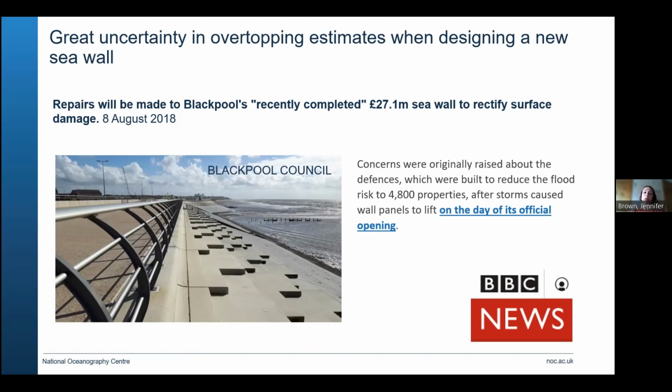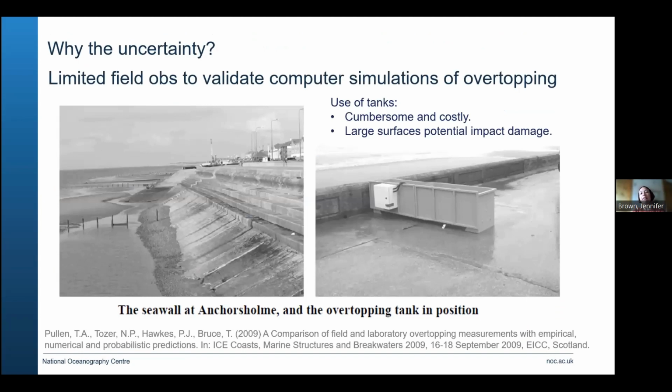So to be able to improve the way we design seawalls and also try and reduce the costs that are incurred with their maintenance, and also fixing any damage that can occur, we need good predictive tools to be able to help the designers. So why is there uncertainty within these predictions? Well, that's because there's very limited field observations to be able to validate and calibrate the numerical tools and the computer simulations that we use to predict how water might travel over the top of a structure at the coast.